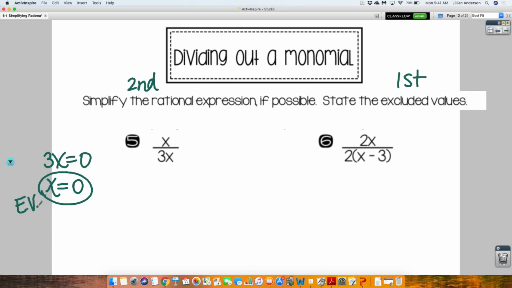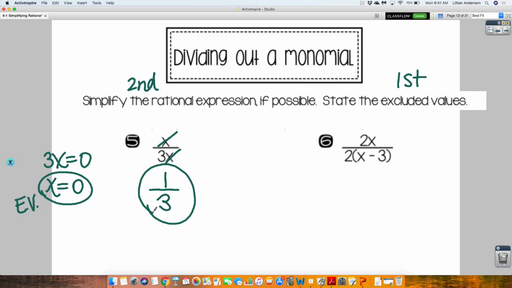Now I can simplify. Now, a rational expression is in its simplest form when there are no common factors between the numerator and the denominator. Does the numerator and denominator have anything in common? They have an x. So that means I can simplify this. I can cancel out an x. Now when I do that, what am I left with in the numerator? I'm left with a 1. I need to have a 1 there. What am I left with in the denominator? 3. That's my answer.